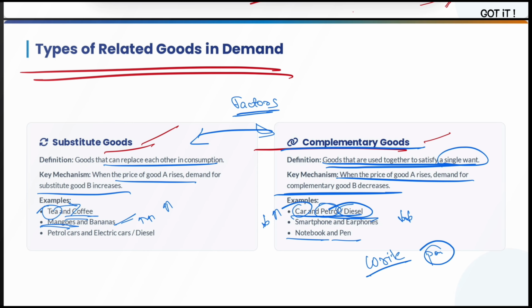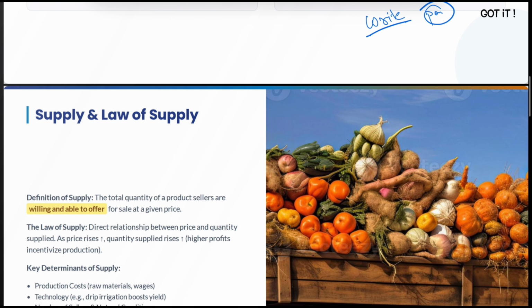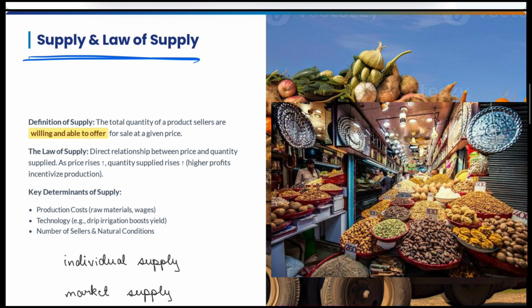Okay, so now moving to supply and the law of supply. First, what is supply? The total quantity of a product sellers are willing and able to offer for sale at a given price. Demand is related to the buyers, while supply is related to the sellers. So the quantity of a product which the seller is willing and able to offer for sale at a given price, at a particular period or duration of time, is known as supply.